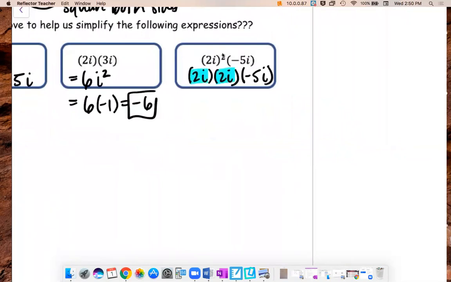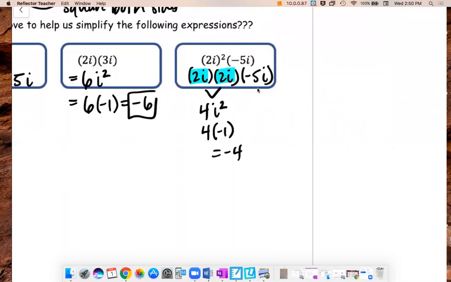I'm going to do 2i times 2i first. If I do 2 times 2, that becomes 4, and then i times i becomes i squared. Now remember, anytime you see this i squared, you're going to replace it with a negative 1. So this becomes 4 times negative 1, which is just negative 4.